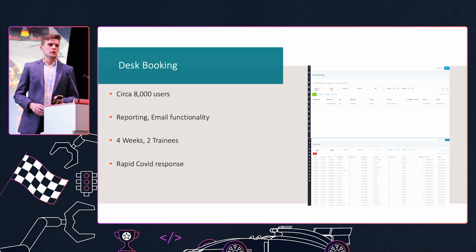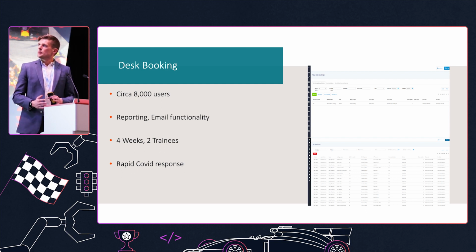So the first one, a simple application, the desk booking tool. This was part of our COVID response. As everyone was coming back into the office, we needed a quick tool to allow users to book desks. A lot of desks were closed down because of social distancing, so all of the office layouts were changed. So we needed something that they could just log on to and quickly book a desk and do it easily.